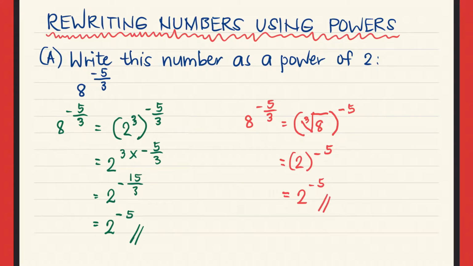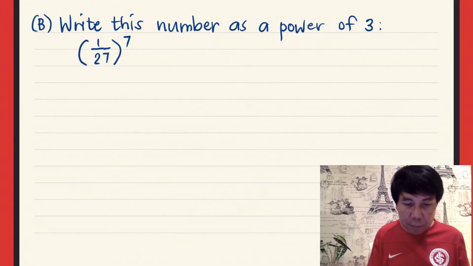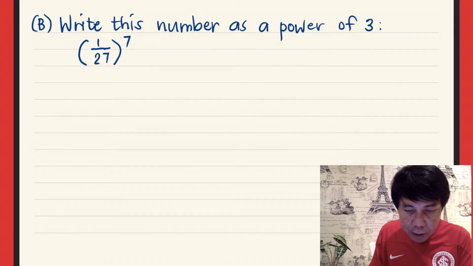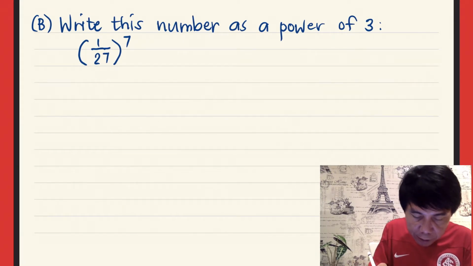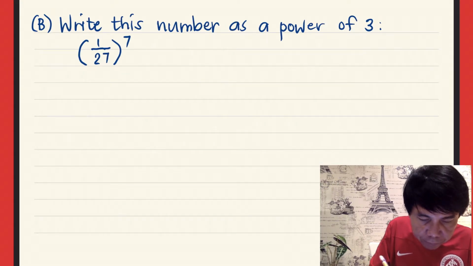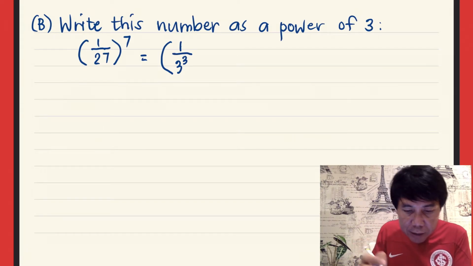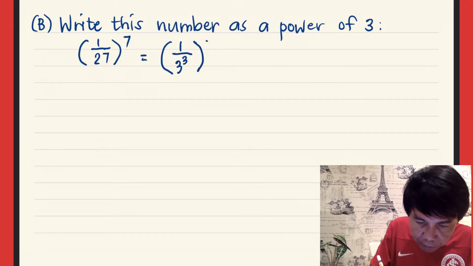Okay, next, let's proceed to the next sample. For this one, write this number as a power of 3. So our base would be 3. First, let's start by writing 27 as 3 raised to the power of 3. So we have 1 over 27 is the same as 3 raised to the power of 3, because 3 times 3 is 9, times 3 is 27, raised to the power of 7.